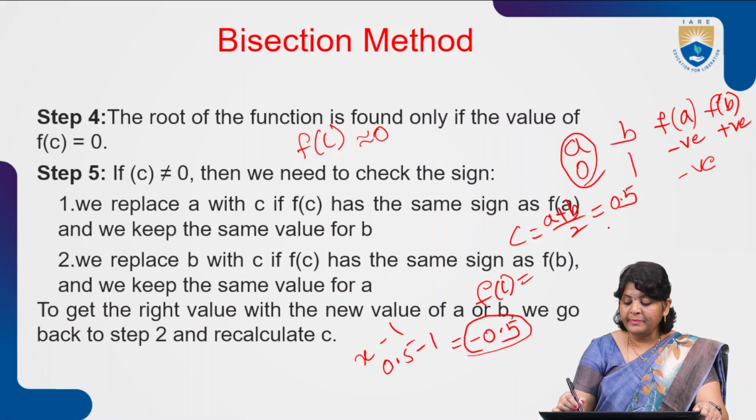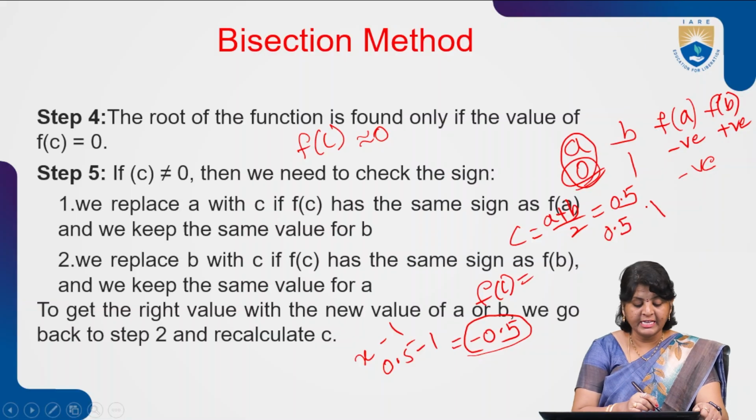The C value will be placed in A value. That is, now A value is 0.5, not 0, and B value will be the same. That is point number 1. In step 5, point number 1 is this one.